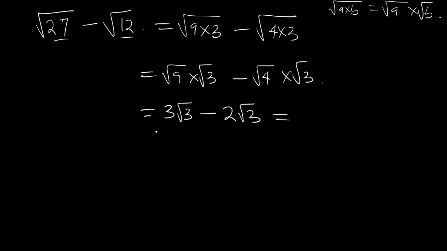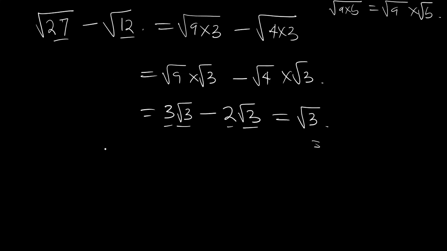Now if you look at this, they have similar surd, which is root 3. So the only thing we are going to do to subtract this, you just say 3 minus 2 is what? 1. So 3 minus 2 is 1. So if it is 1, you just say root 3, because there is an imaginary 1 here. So that is the answer. Simple. Now let's look at another problem.